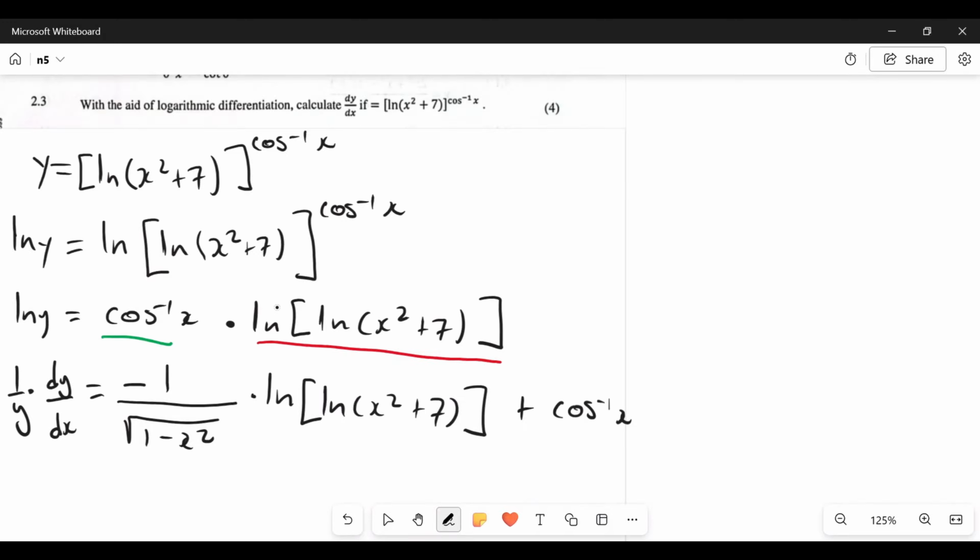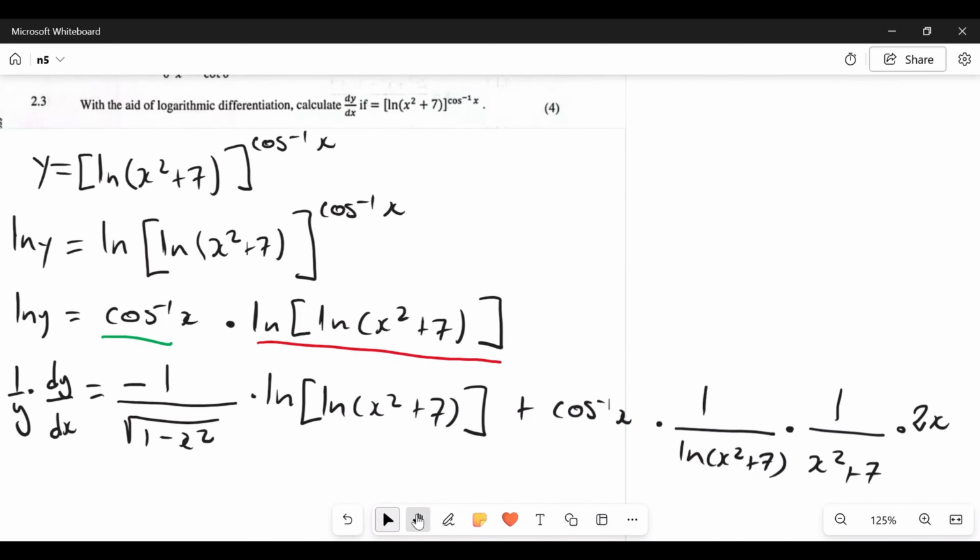So we're going to derive the first one, which is ln. So it's going to be 1 over ln(x squared plus 7). Multiply. Then we derive the ln inside, which is also 1 over (x squared plus 7). And then we derive x squared plus 7, which is going to give us 2x. It's time for us to just simplify.